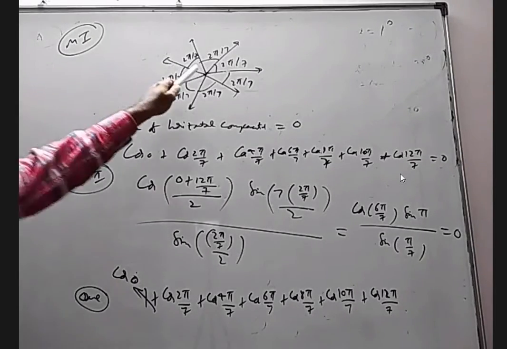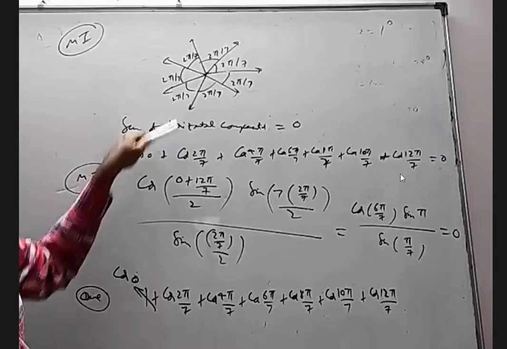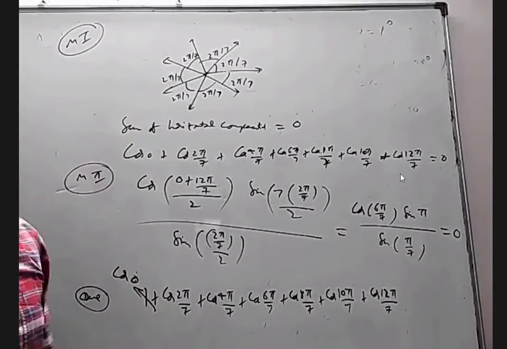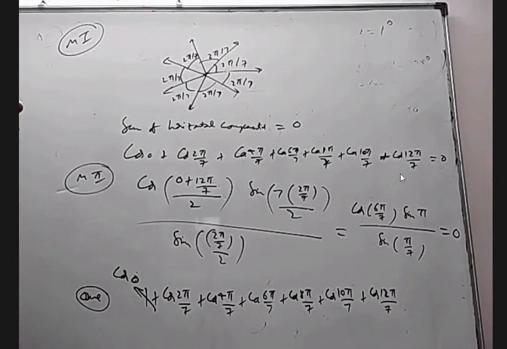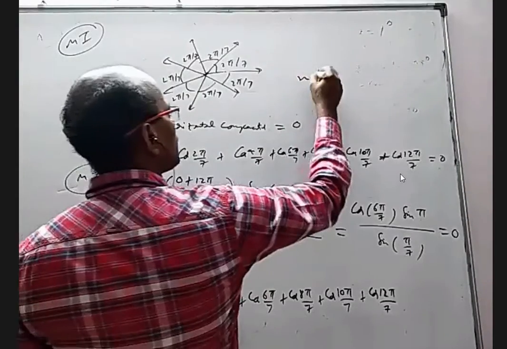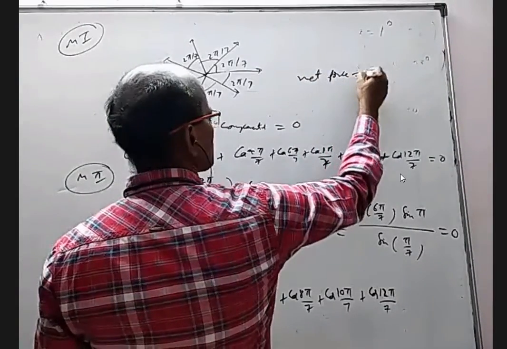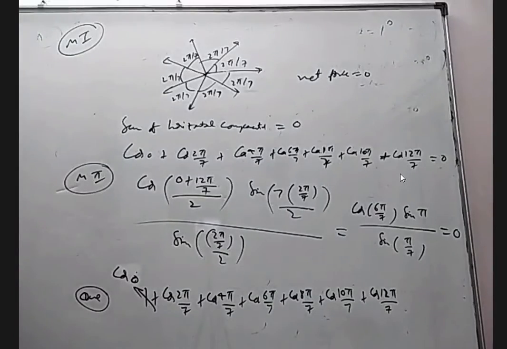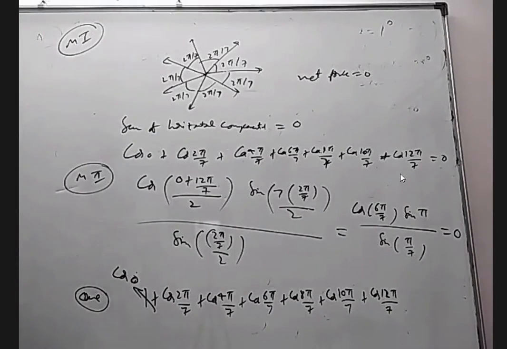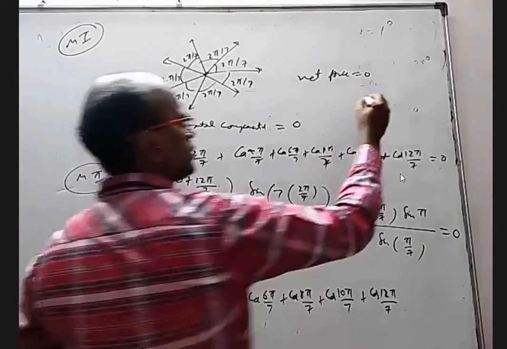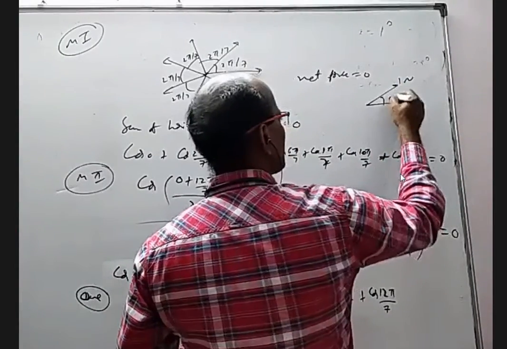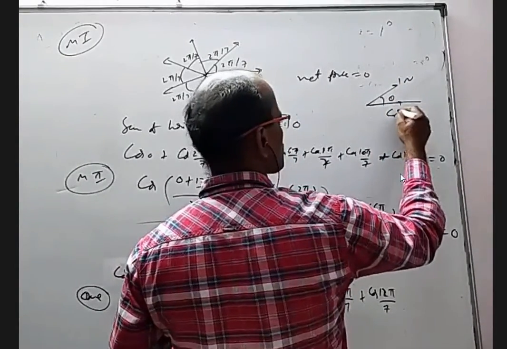On a particle, if 7 forces of equal magnitude are acting at equal, symmetrical angles, obviously the net force is 0, right? If net force is 0, the sum of their horizontal components is 0, and the sum of their vertical components is 0. Whenever there is a force of 1 Newton at an angle theta, the horizontal component is cos theta, right?